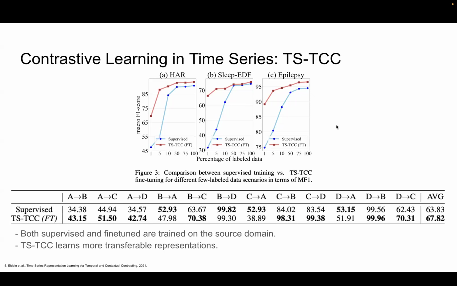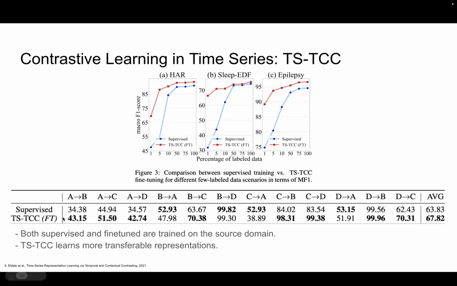And I also did an additional transfer learning experiment to show that the representations learned by contrastive learning are actually transferable across data sets. So they have a total of 4 data sets here. For the supervised approach, they directly train the model on the source data set and then apply it on the target data set. So for example, the first column will train the model on data set A and then apply it to data set B.